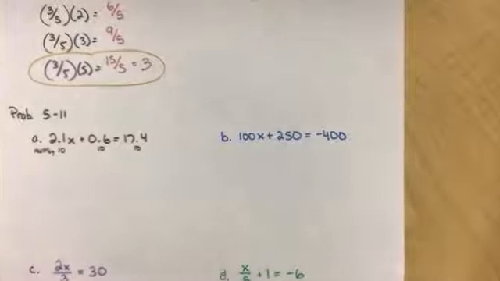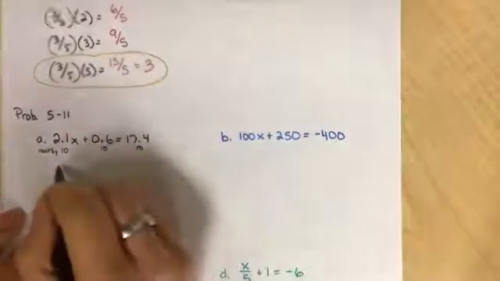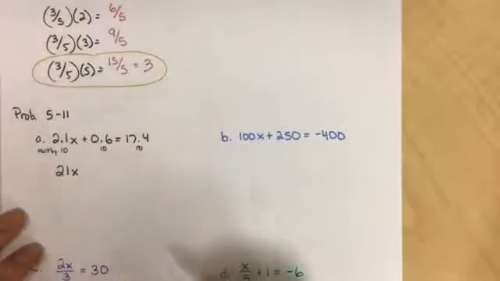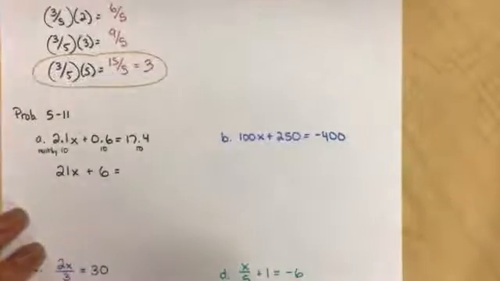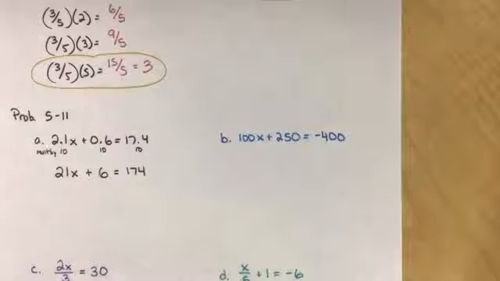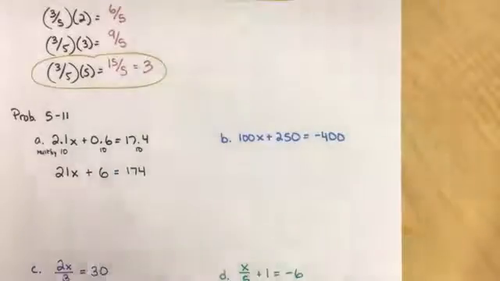And I'm allowed to do that, as long as I do the multiplication to every single term in the equation. So a 2.1 would become a 21. A 0.6 would become a whole 6. And a 17.4 would become a whole 174. See, the beauty of this now is that I can go ahead and solve this equation. Even if I use my calculator, I can still solve this equation with a little bit easier work.